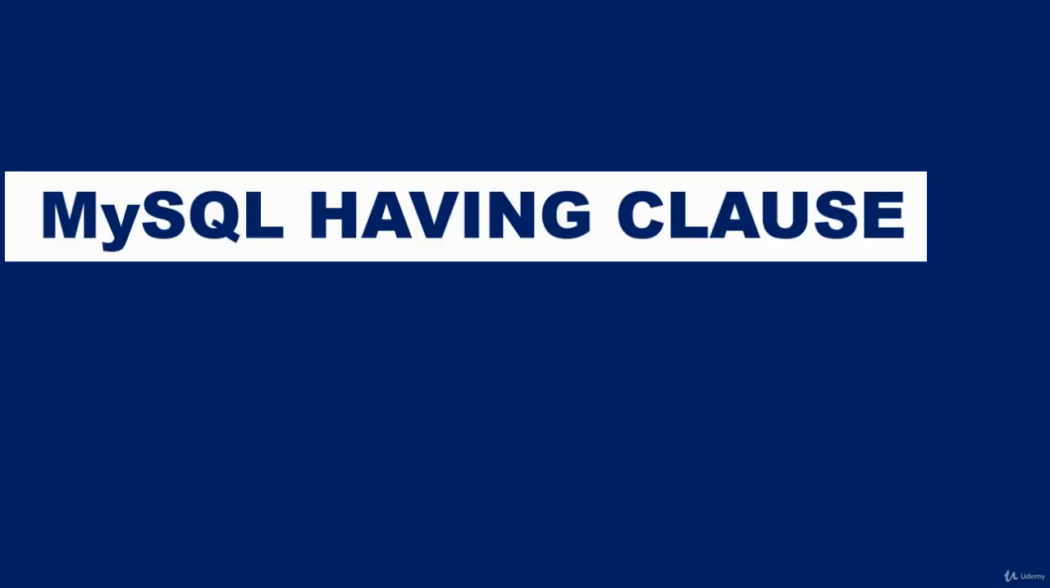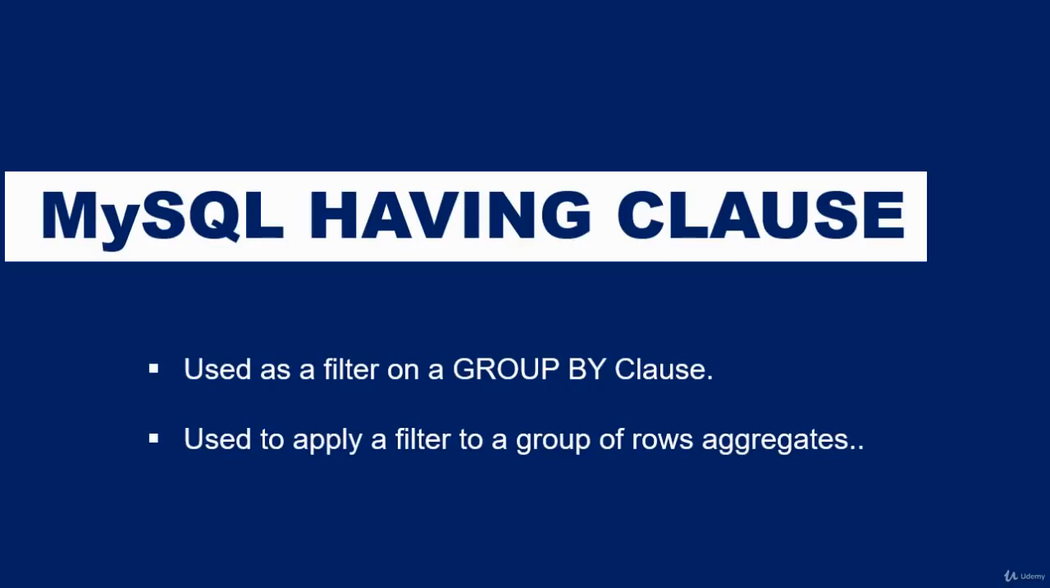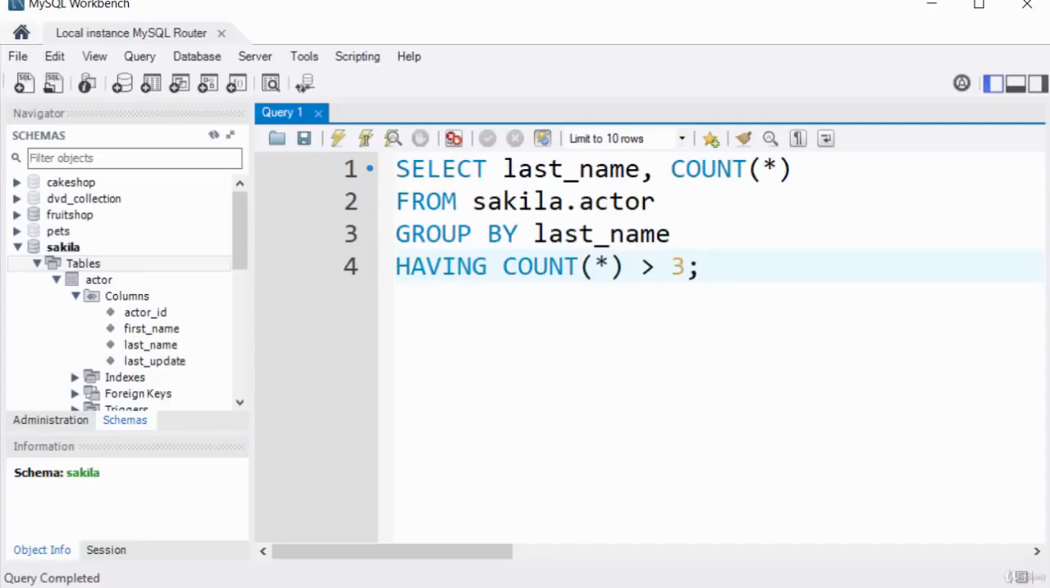The having clause can be used as a filter on the group by clause. So it is used basically to apply a filter to a group of rows or aggregates. This is in contrast to the where clause, which is applied before the group by clause.